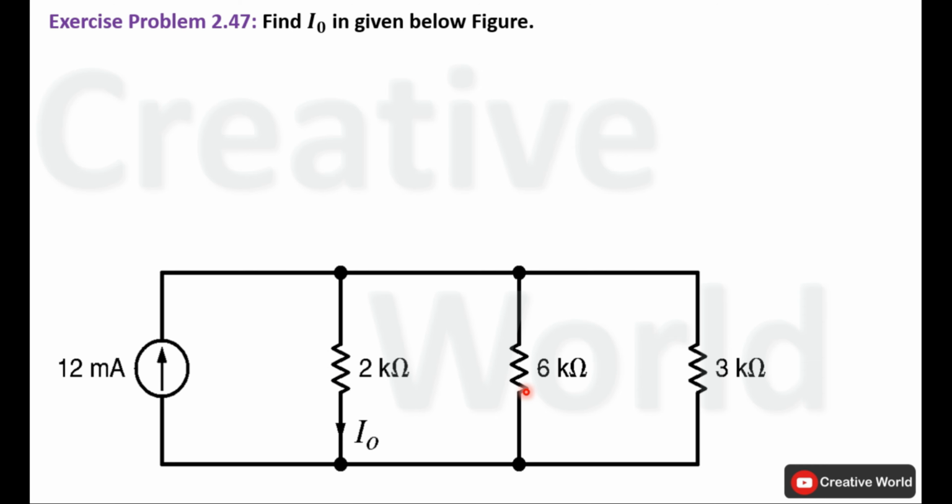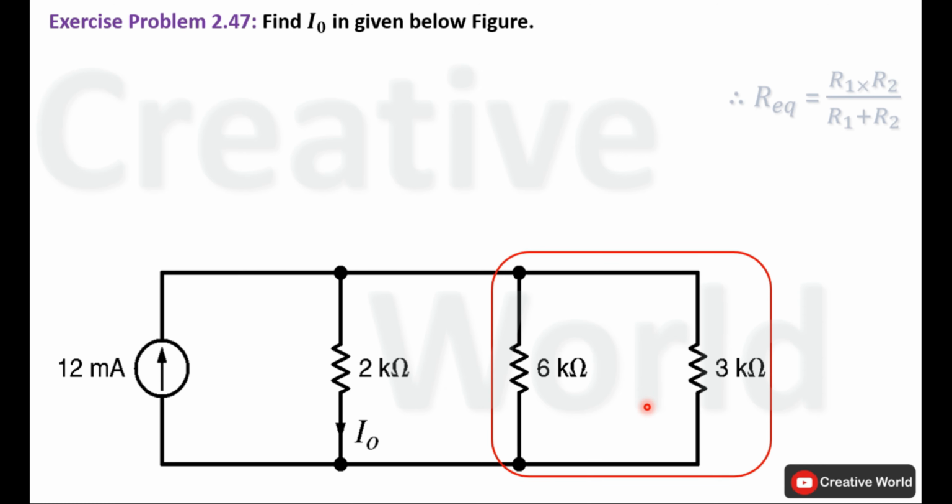So we can merge these two parallel resistances together and find their equivalent resistance that can replace these two resistances. Later on, we will be able to apply the current divider rule inside this network to calculate the current of this branch. For the calculation of these two parallel connected resistances, we will use this formula: R equivalent equals the product of both resistances divided by their sum.